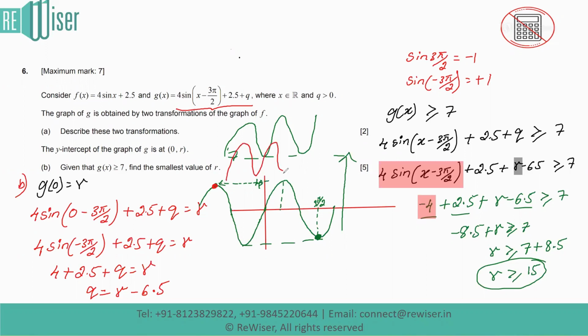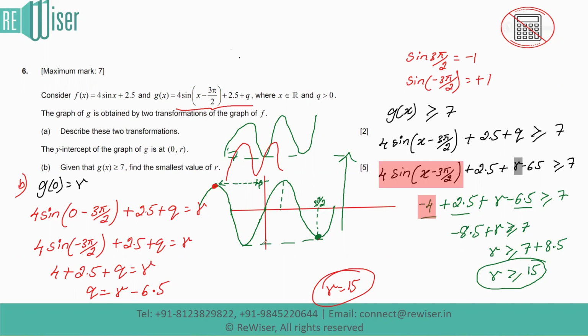Now some part of the graph would still be below 7. So that is the reason. If I want every part of the graph to be above 7 or equal to 7, I have to take the minimum point and check. So that is the reason the smallest possible value of r is 15. If r is 15, 16, 17, of course, the entire graph would be shifted above 7.